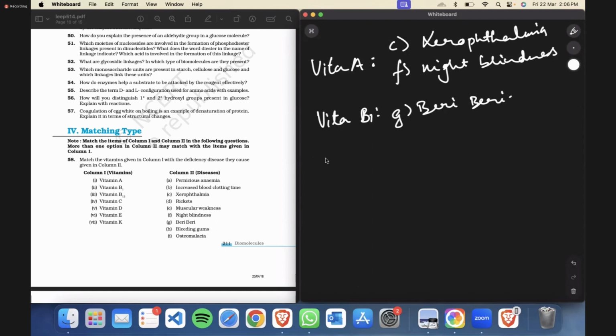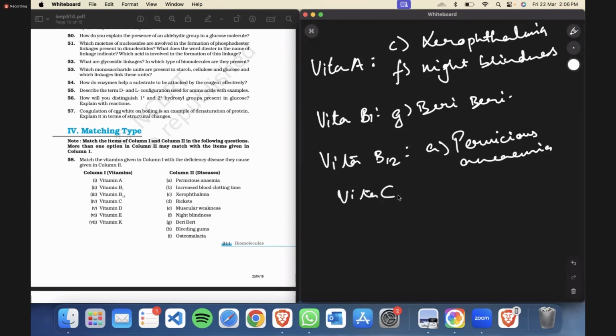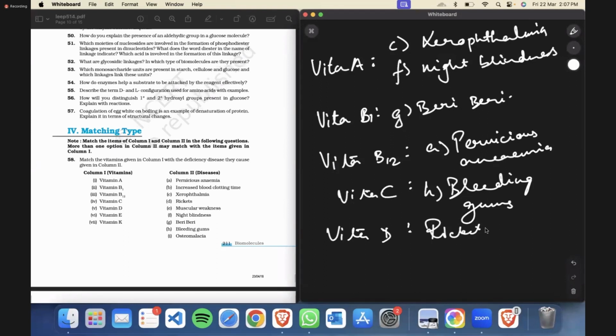Alright. Now, number third is vitamin B12. Vitamin B12 is the first one. B12 has pernicious anemia. Okay. Number four, vitamin C. Vitamin C causes bleeding gums. Now vitamin D will cause rickets. Which one is rickets? Rickets is D. Is there any other? Last one, osteomalacia.